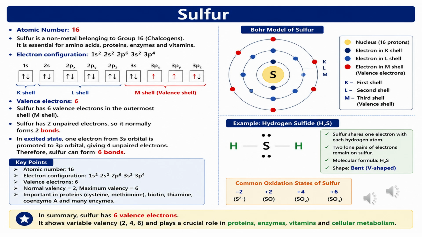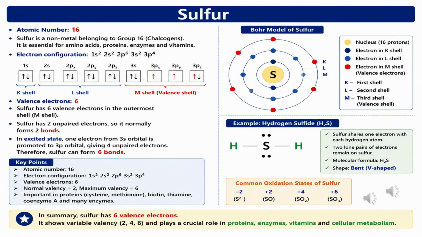Now look at the circle diagram on the right. The innermost circle, K shell, contains 2 electrons. The second circle, L shell, contains 8 electrons, which fills that shell. The outermost circle, M shell, contains 6 valence electrons.